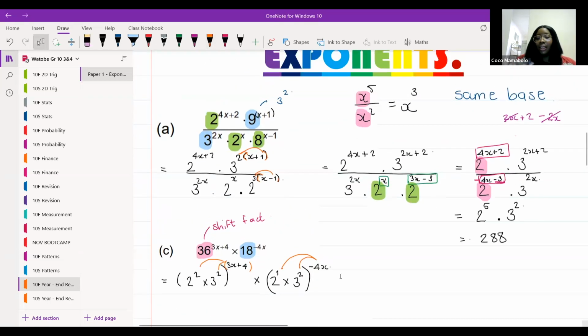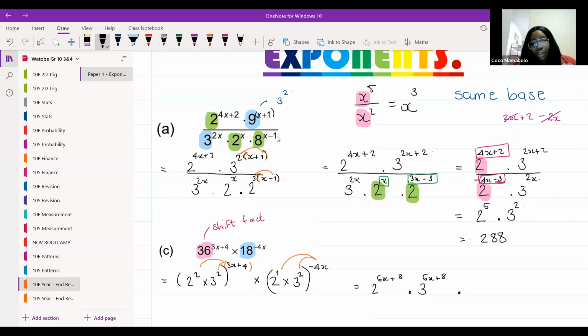All right, so here's what we're going to get next. This is going to equal 2. I'm going to start with the first 2 that I have over here: 2 to the power of 2 times 3x will give me 6x, plus 2 times 4 is 8. Multiplied by, I'm going to use a dot instead of a times, but they both mean the same thing. Multiplied by 3 to the power of 2 times 3x, which is 6x, plus 2 times 4, which is 8.